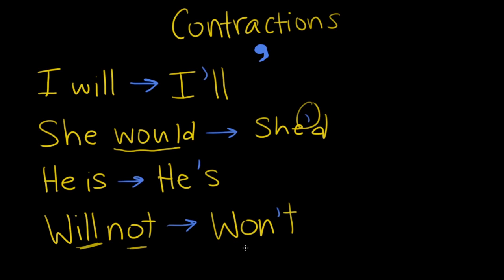But there aren't a ton of those. There's won't, there's don't. But not to take away from our original point, this is what the apostrophe does when it's working to contract, right? It just takes letters from the middle of a word, and it takes them away. It stands in for the fact that there are letters missing. You got it. Cool. So I will goes to I'll, she would becomes she'd, he is becomes he's, and will not becomes won't. So that's contractions.